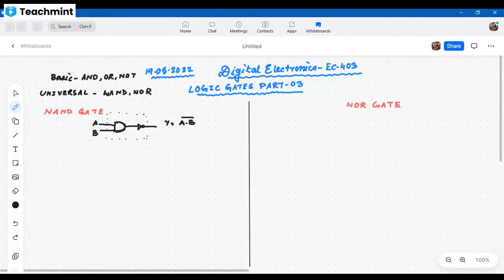That means the output of the AND gate is inserted into a NOT gate, and that is our total circuit of a NAND gate. If I use De Morgan's rule, how can we express it? We can express it as A bar plus B bar. If I want to simplify it using De Morgan's rule, we will use this. So this is our NAND operation or NAND gate.